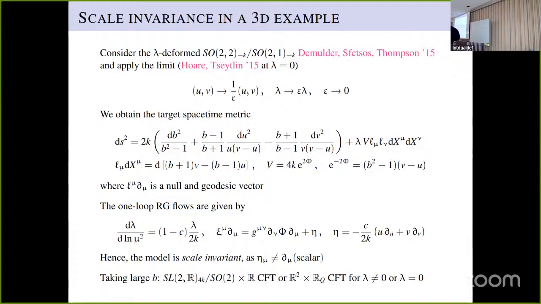Again, the target spacetime here is non-compact. Still, conformal invariance is there, and if I take the coordinate b to be much larger than 1, one can derive this CFT. For lambda different than 0, and for lambda equals 0, this is just two scalars times a linear dilaton.